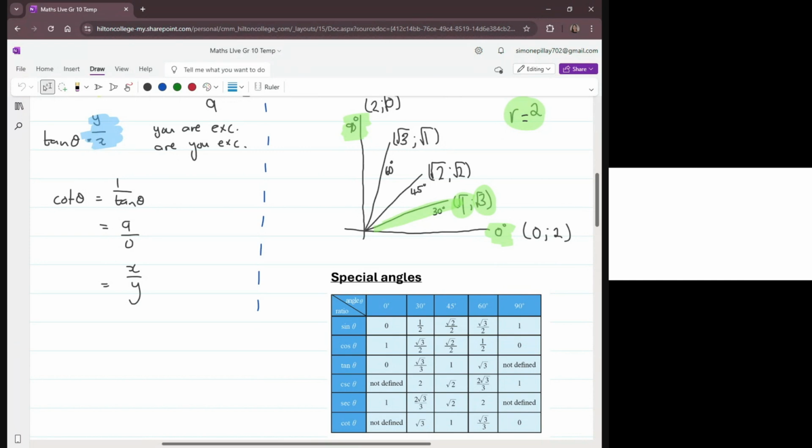And let me just check that I've numbered my diagram correctly. Give me a second.